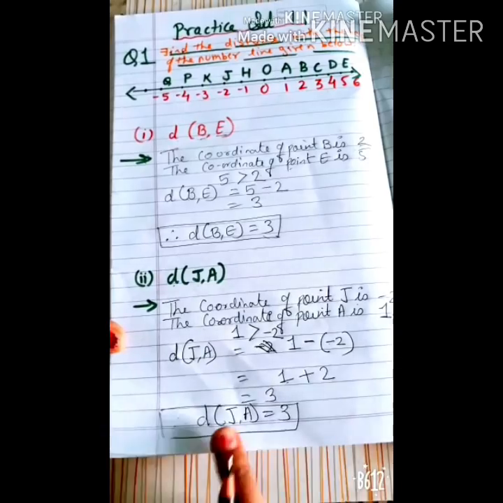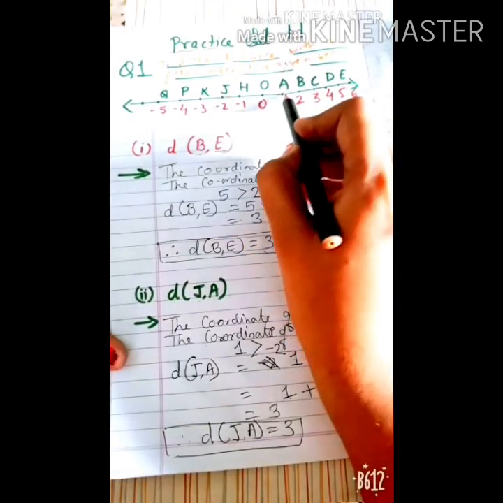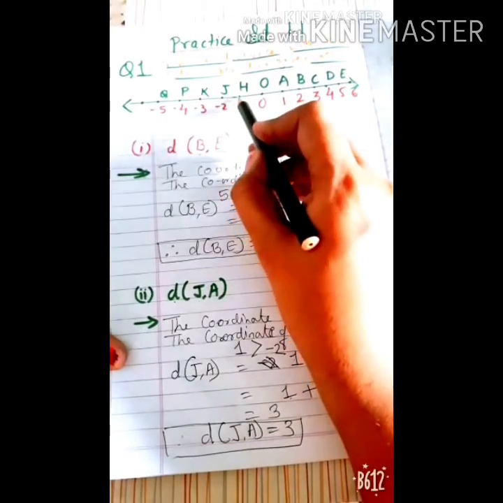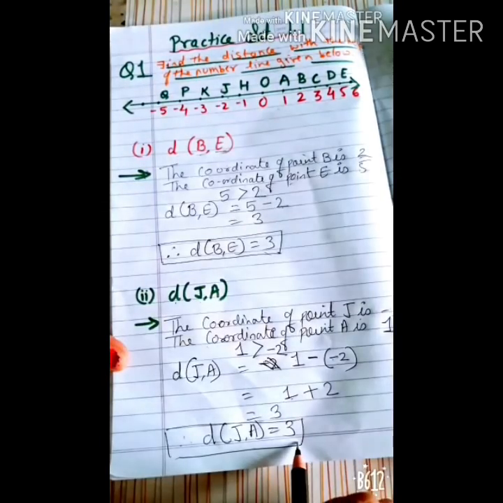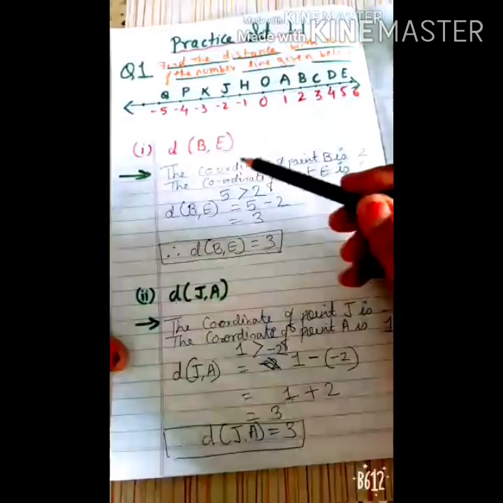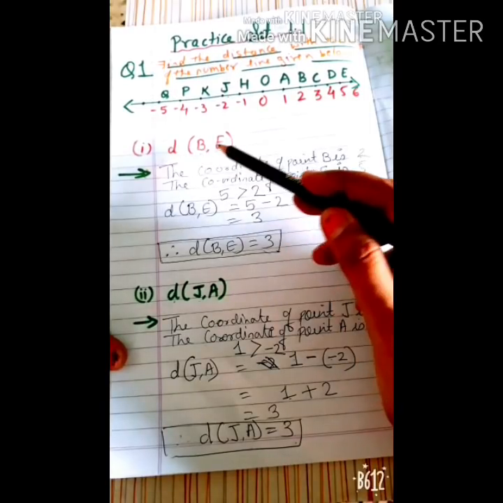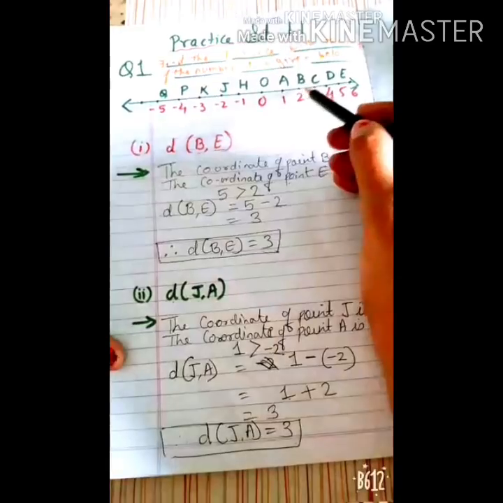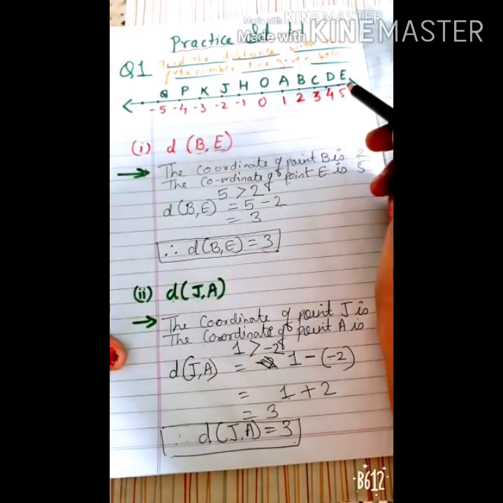Here we can also check our answer. Here is J and here is A. So count: 1, 2, 3. So you can check your answer, it is correct. In the same way with the first sum, the distance between the points B and E: 1, 2, 3. Here also we got the answer 3.